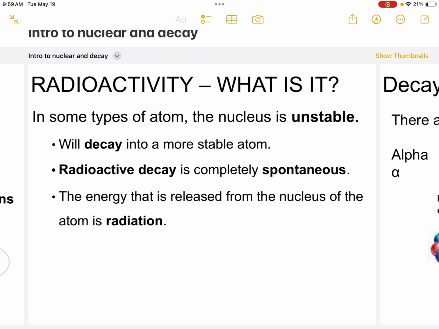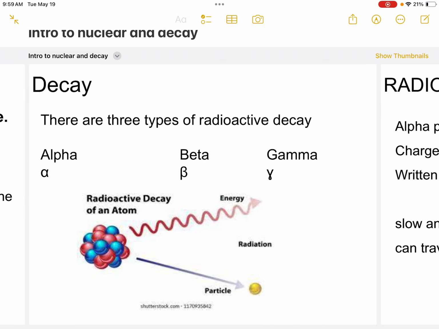Radioactivity is what results from an unstable nucleus, and it's going to decay into a more stable nucleus. And it's completely spontaneous. The energy that's released is called radiation.